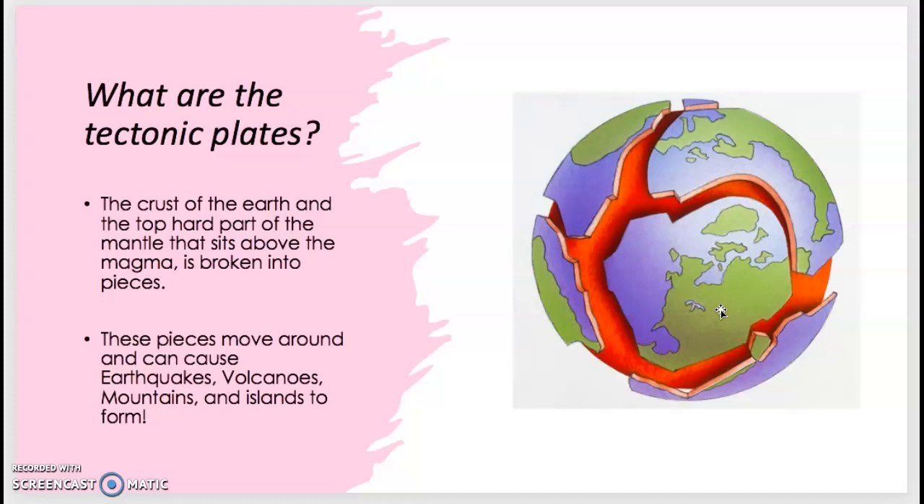And then tomorrow we'll talk about what's causing those plates to move.